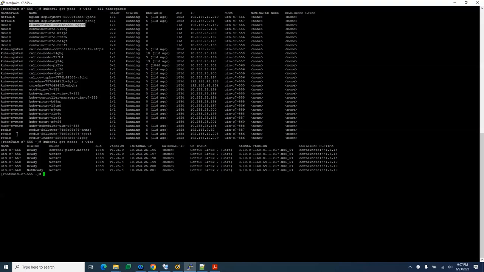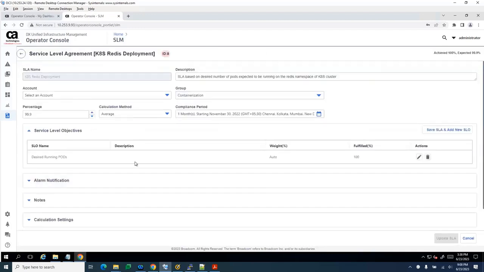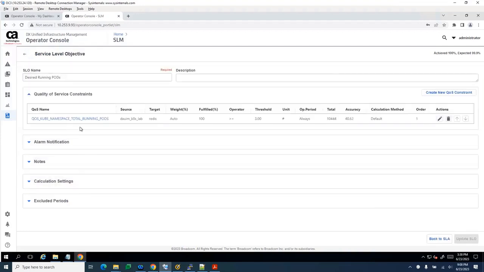So in that case, we have to create a service level agreement that there should always be 3 pods running for this Redis deployment. The way we can do it is, as you can see over here, there is one service level objective that has been created, that is desired running pods. This will keep track of how the metric related to Kubernetes namespace total running pods against the Redis target is being measured.